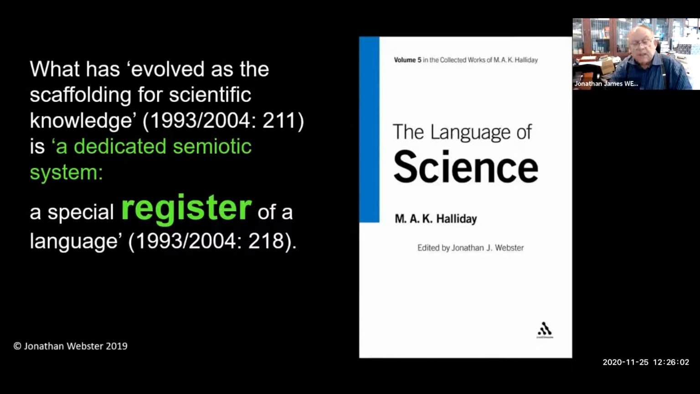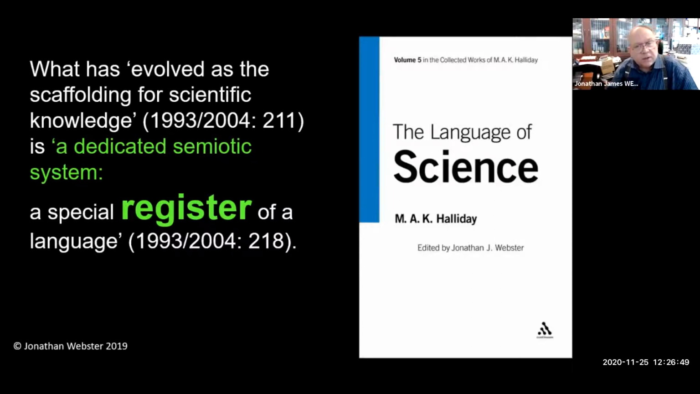What this means is that you develop a new variety of language. The language is evolving, the language is changing, and what you've created is a particular way of writing, expressing yourself when it comes to the language of science. And what that means is, how Halliday describes it, it is a register. And as he puts it, what has evolved is the scaffolding for scientific knowledge is a dedicated semiotic system. Out of those instances has arisen a new system of language, a variety of language, a way of writing for science, a special register of a language.